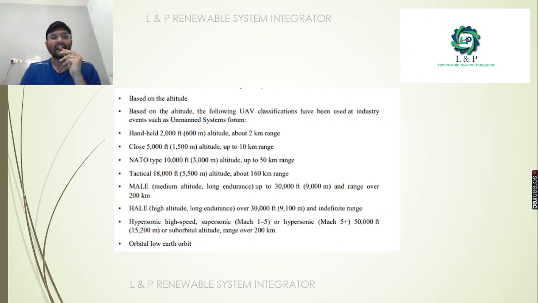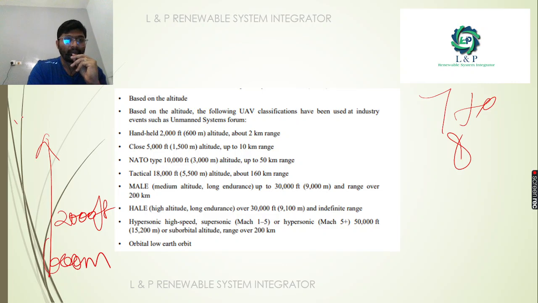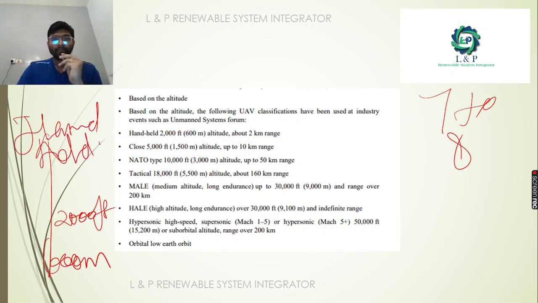Next, based on the altitude. Based on the altitude, we have so many different types, around 7 to 8 different categories. If your height is 2000 feet, that is 600 meters, it comes under the category of handheld drones. And the range will be only 2 kilometers. Maximum 2 kilometers you can have the control.